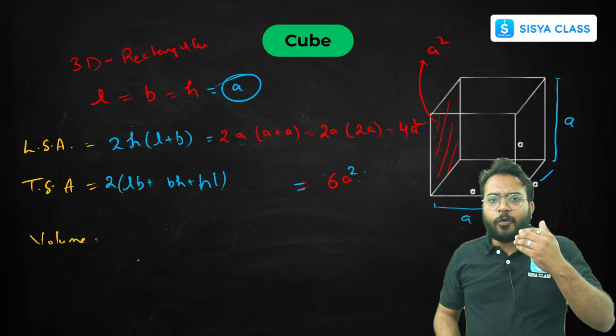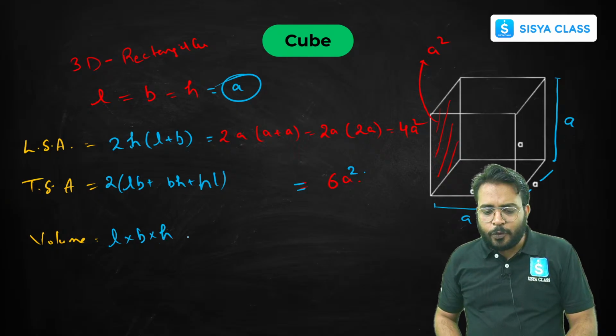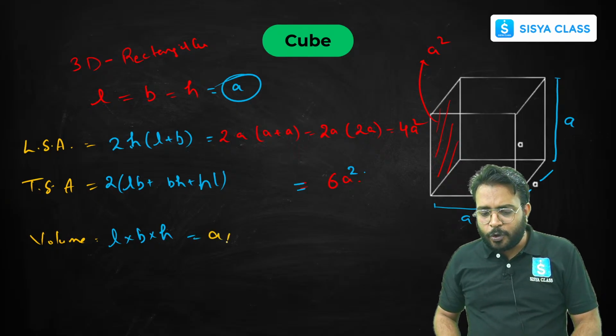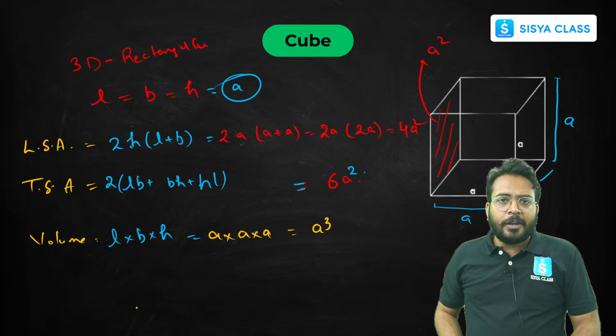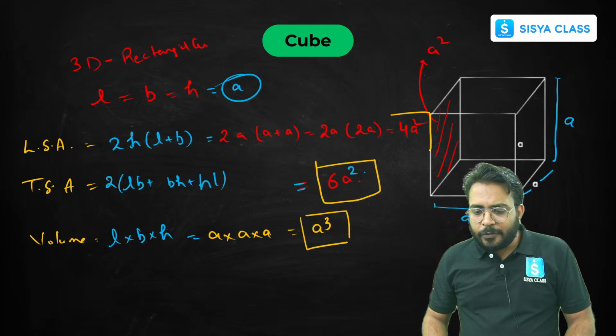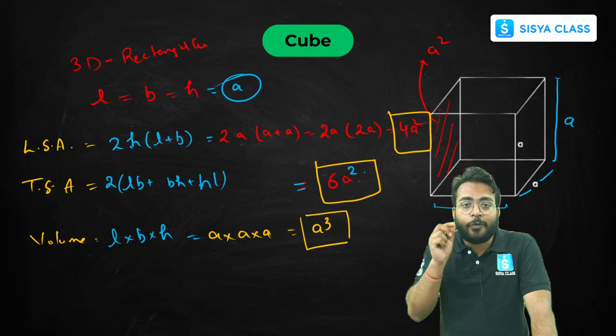In the same way, the volume of your cuboid is L into B into H. If you substitute, because all three dimensions are the same, it is going to be A into A into A, and you get A cube. So in this way you get the volume, total surface area and lateral surface area for your cube. These formulas you have to keep at your fingertips.